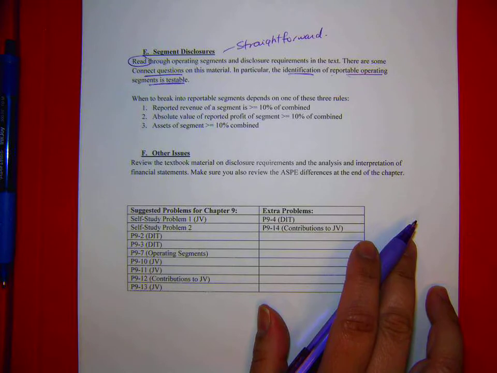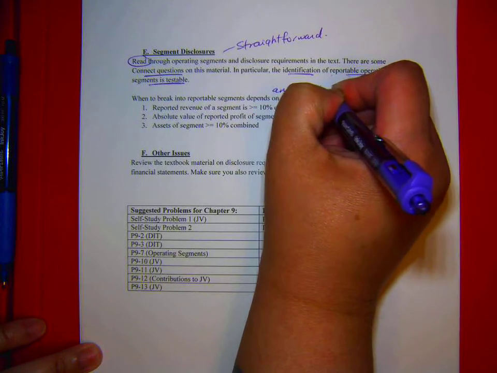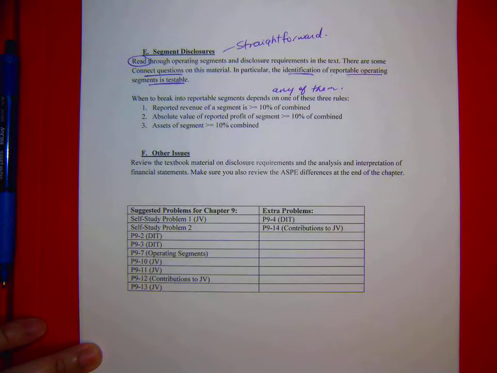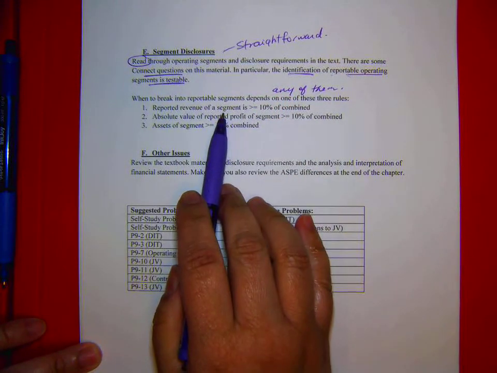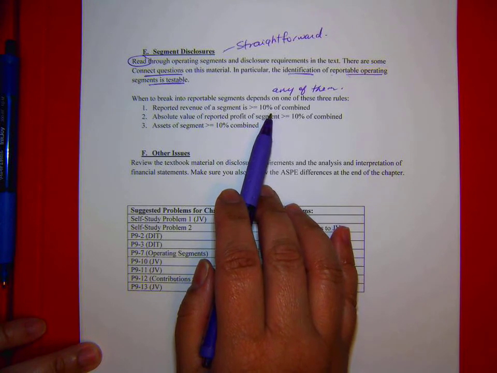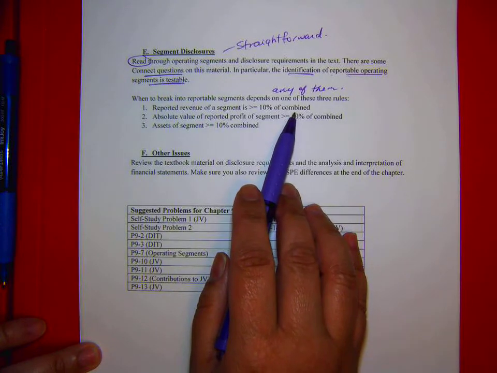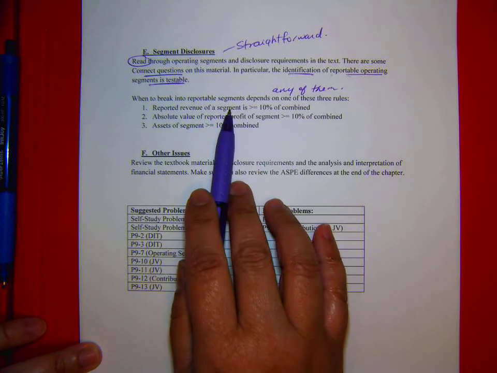Any of these three rules apply, so any of them. If a segment or piece, so let's say Alberta sales, were greater than or equal to 10% of all the reported revenue of the whole company, let's say across Canada, then yes, you should report it.